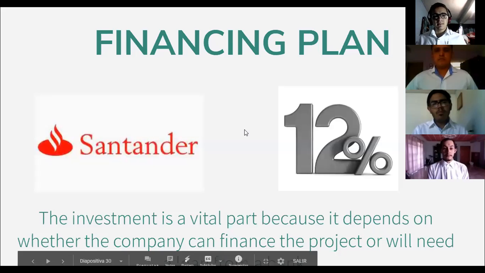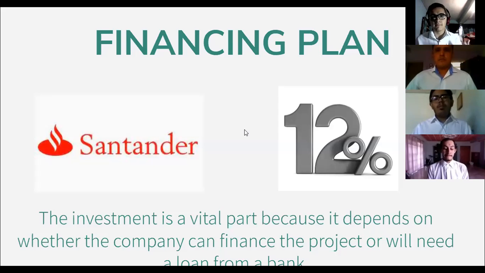And then as a financial plan, money is a very important point when talking about business, sales, income, and investment. The investment is important because it depends on whether the company is going to finance a project or is going to need a loan from a bank. In this case, the company is going to need a loan because they need to buy machinery and equipment and to spend money on publicity immediately to start the project. The company is going to use a loan from Santander with a 12% rate.